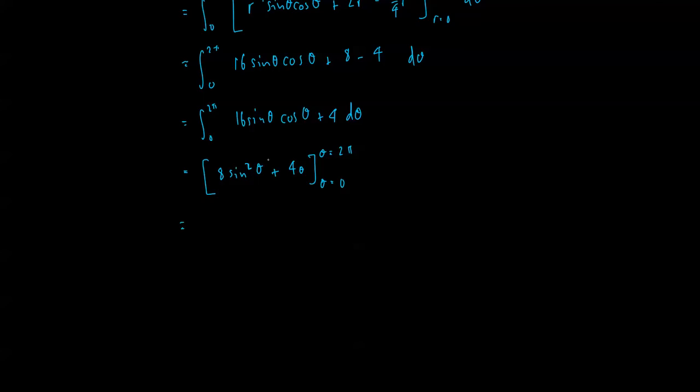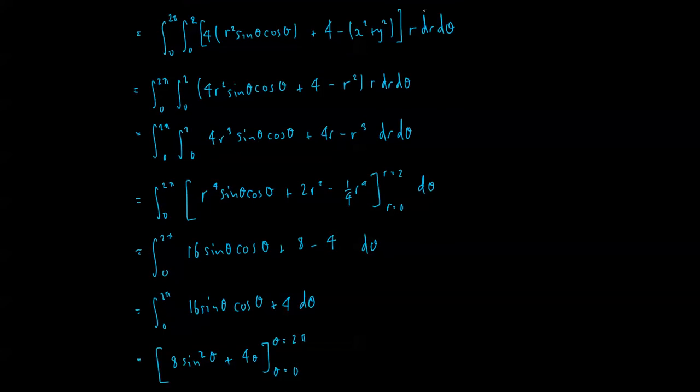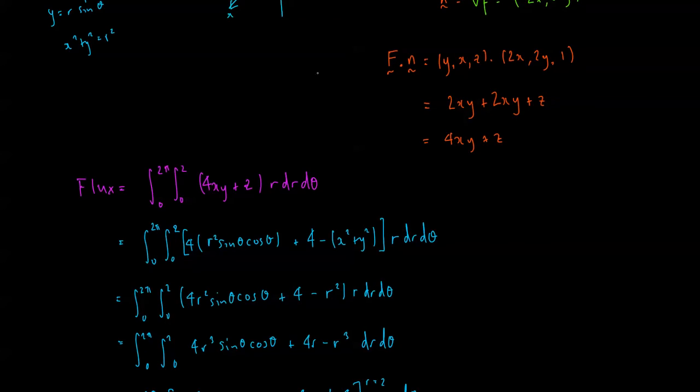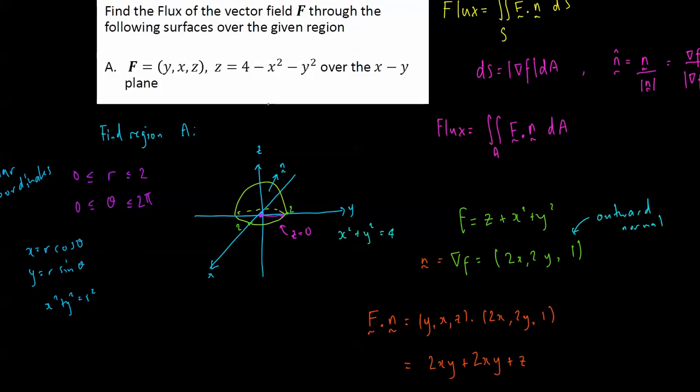So we're going to get 8 sine squared of 2 pi. Sine of 2 pi is 0, so that's just going to be 0. Here I'm going to get 2 pi times 4, which is 8 pi, and the zeros give me 0. So the flux through this surface is equal to 8 pi. That's how much of this vector field is going out, perpendicular to the normal at every point on the surface, added up: 8 pi.